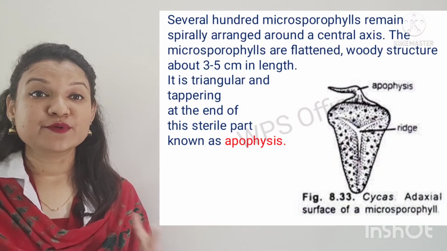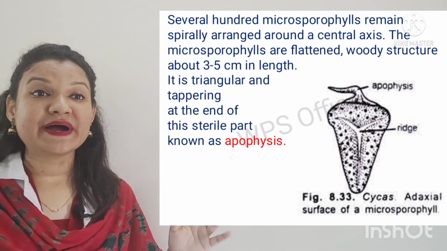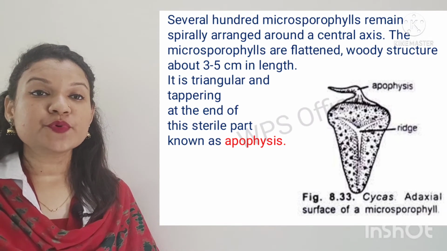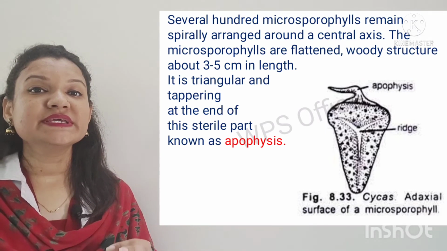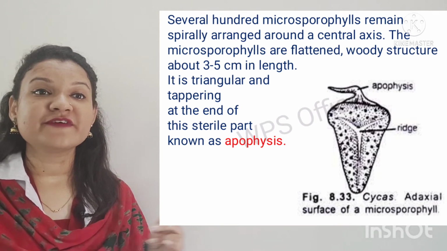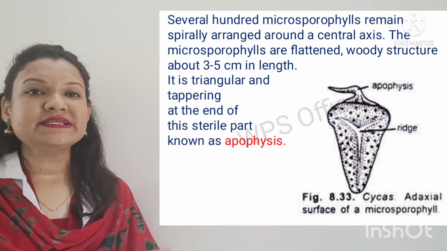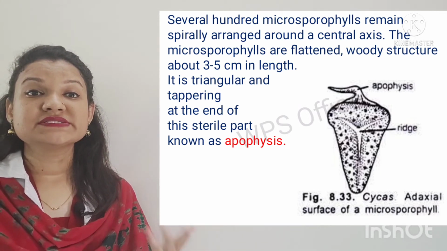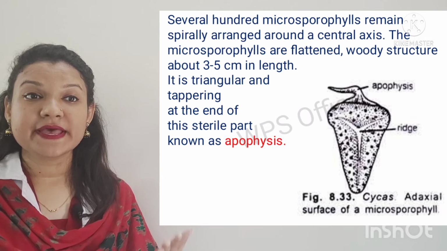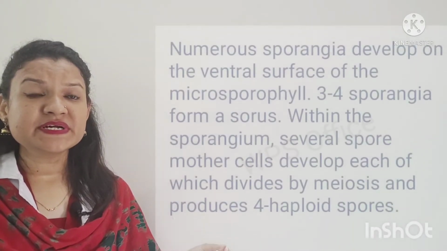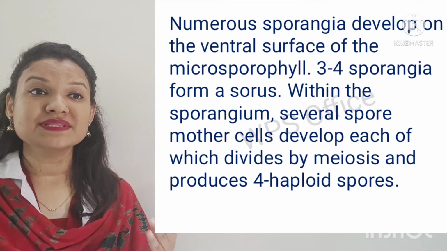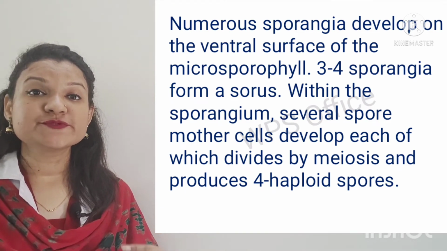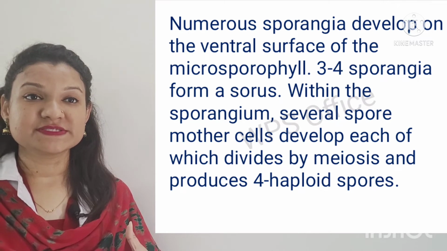Several hundred microsporophylls remain spirally arranged around a central axis. The microsporophylls are flattened, woody structures about 3 to 5 cm in length. It is triangular and tapering at the end, and this sterile part is known as the apophysis. Numerous sporangia develop on the ventral surface of the microsporophyll. Three to four sporangia form a sorus.